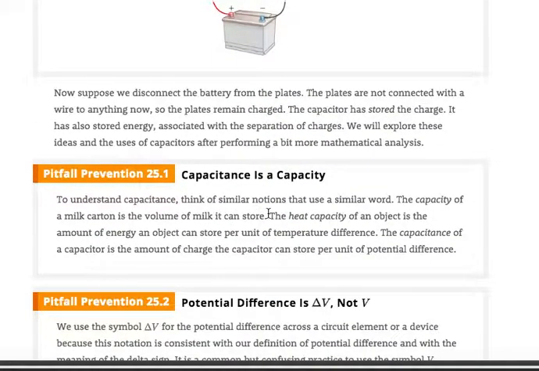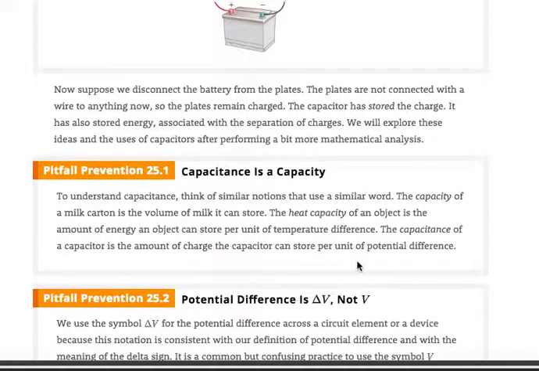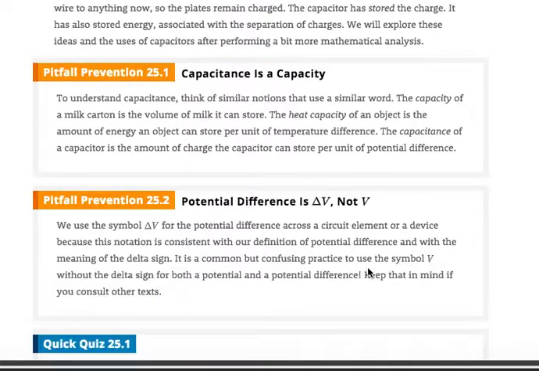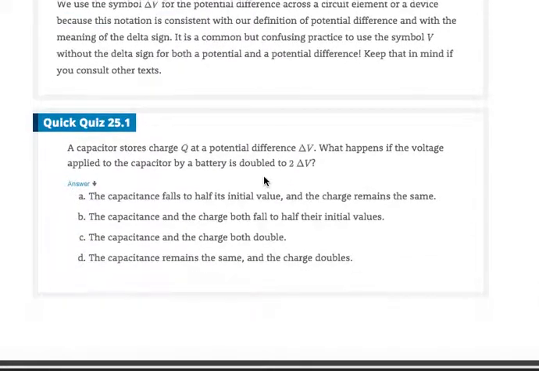To understand capacitance, think of similar uses of the word. The capacity of a milk carton is the volume of milk it can have. The heat capacity is the amount of energy it can store per unit temperature. The capacitance of a capacitor is the amount of charge the capacitor can store per unit of potential difference. It is a ratio of charge to voltage difference.